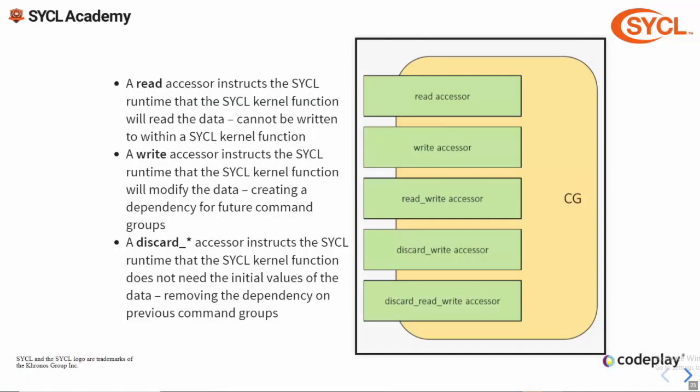Now let's take a closer look at the access modes. The various access modes can be broken down into three main components. An access mode with read creates an accessor with read access to the data. An access mode with write creates an accessor with write access to the data. And this creates a dependency on any future accessor which accesses the same data. An access mode with discard creates an accessor that will discard the previous value of the data. This breaks a dependency on an accessor which is writing to the same data.